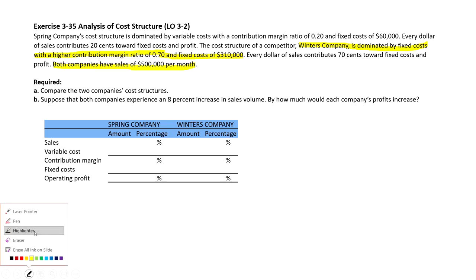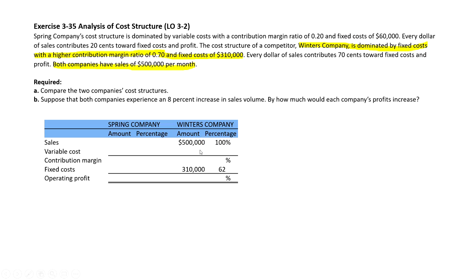The first thing that I'm asked to do is simply list a very consolidated income statement and also state each dollar amount as a percentage of sales. So let's start out and just list, what do I know? I know sales is 500,000. Well, sales as a percentage of sales is 100%. So that's a pretty easy starting point.